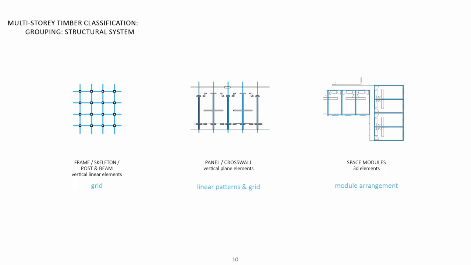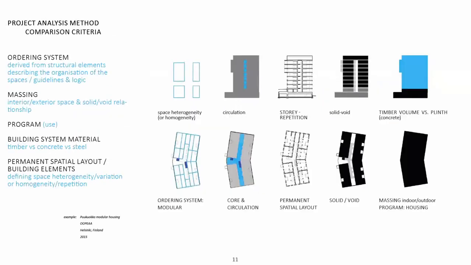So transferring it into the ordering system to identify the rhythm and the rules of organization of each of the systems. So after all of the projects were grouped, there was also a comparison criteria for them. Other than the ordering system that was derived from the structure, massing was also looked at in terms of both indoor and outdoor space, as well as solid and void relationship in the interior of the building. Also looking at the program and how it's connected to the ordering system, and also to what sort of material is used in the building.